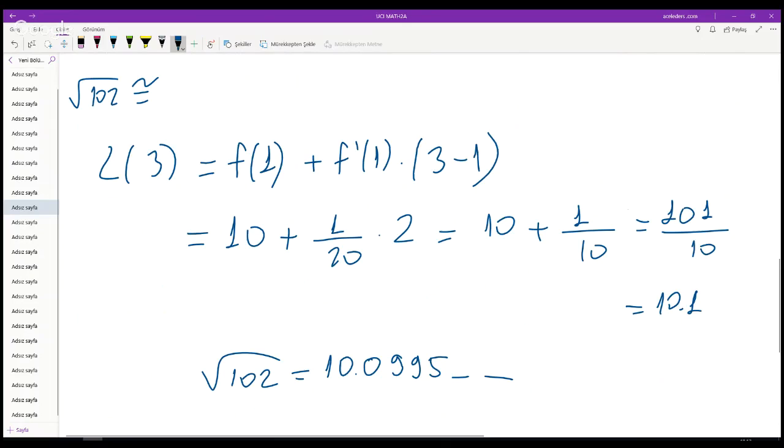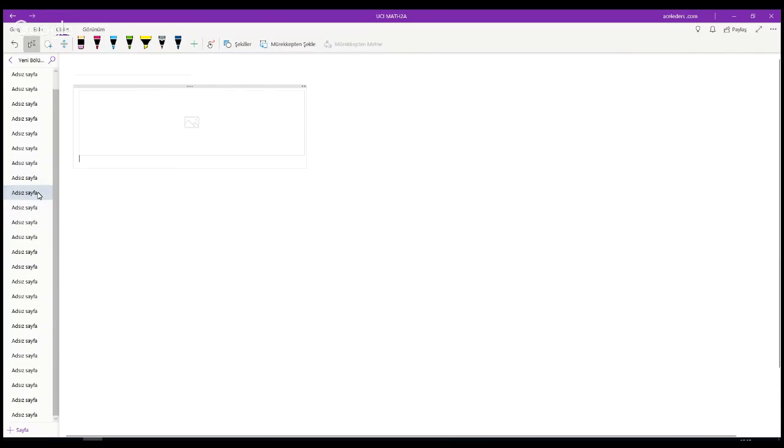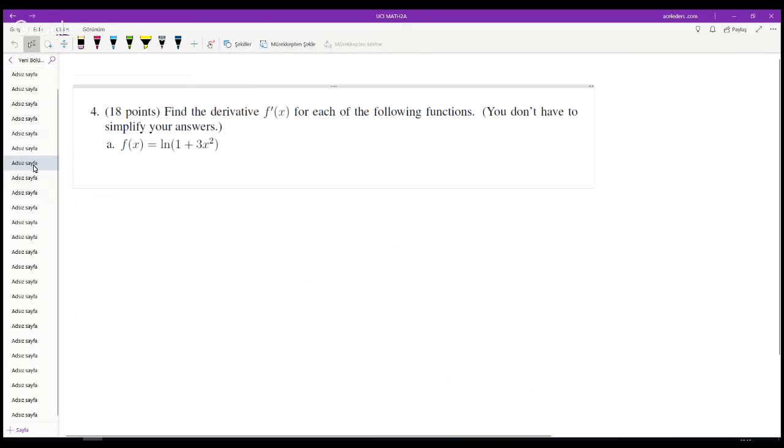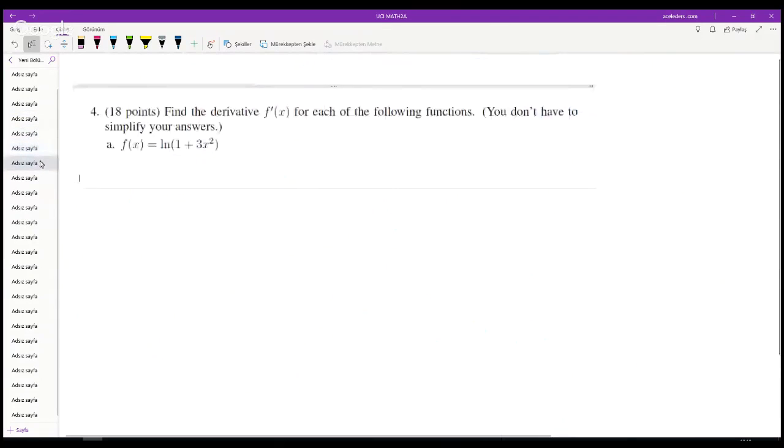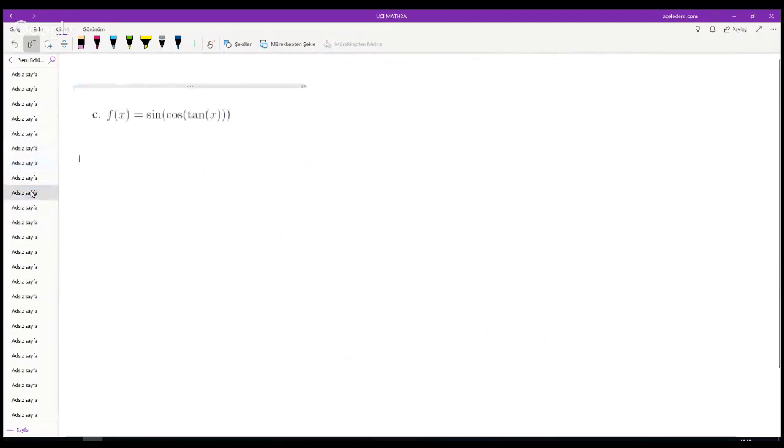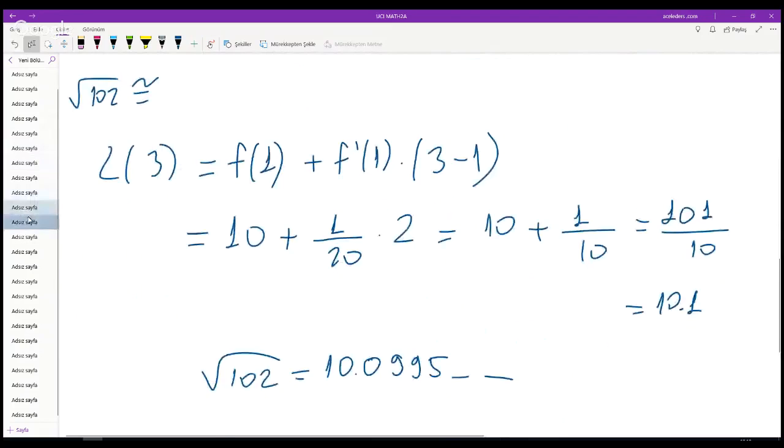And let's go on with some implicit differentiation question. But as I said, I am still open to taking your suggestions. Please direct me.